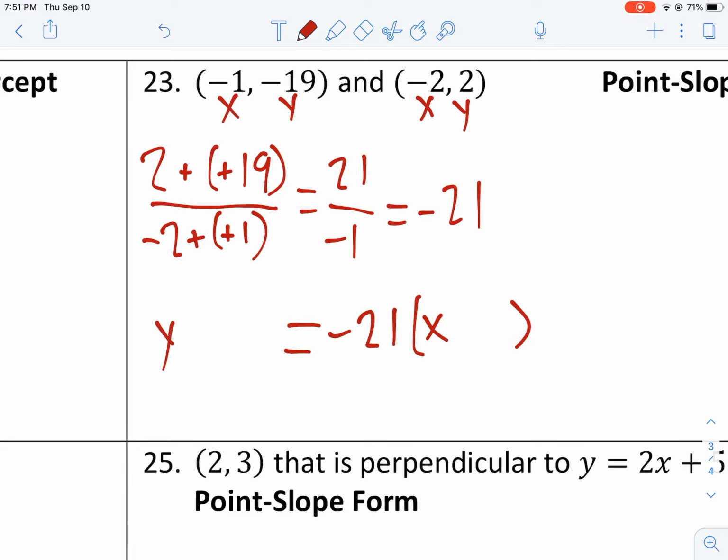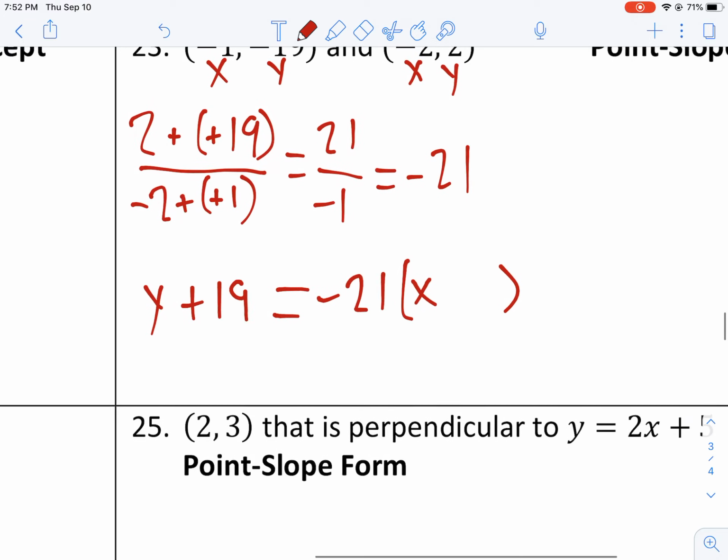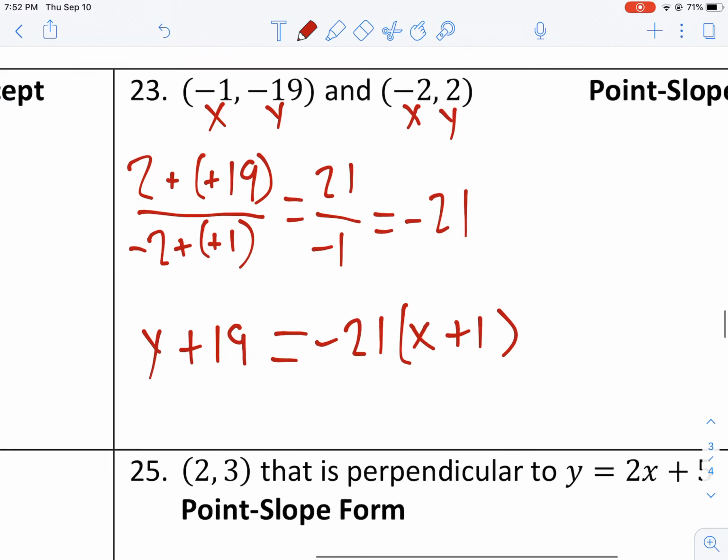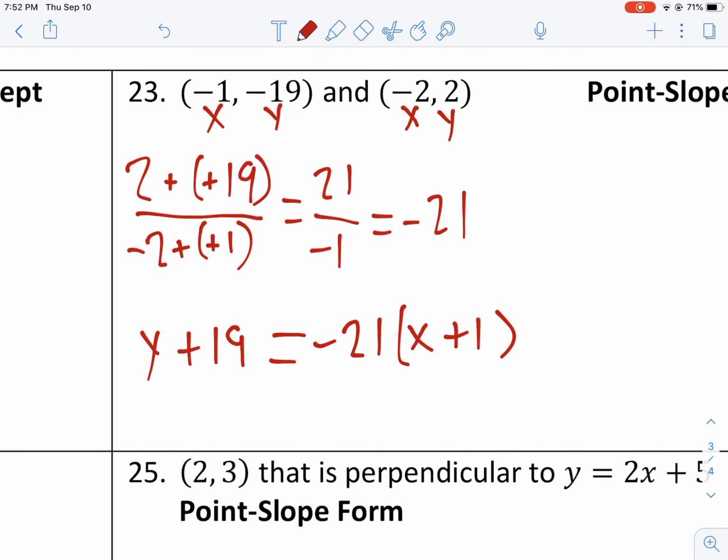And now we're going to plug in either of these points. So it really does not matter. I'm actually going to plug in the first point, so I'm going to plug in my y value of plus 19 because it's the opposite. That's negative 19, and then x plus 1 because that's negative 1. And this is our answer.